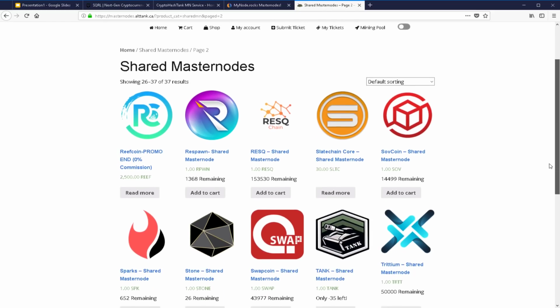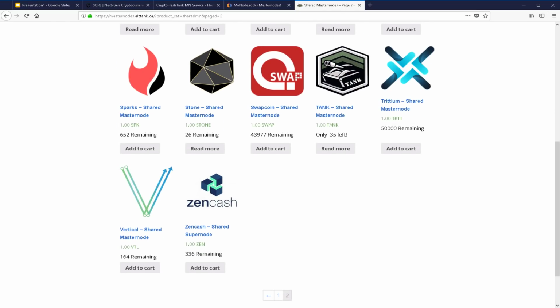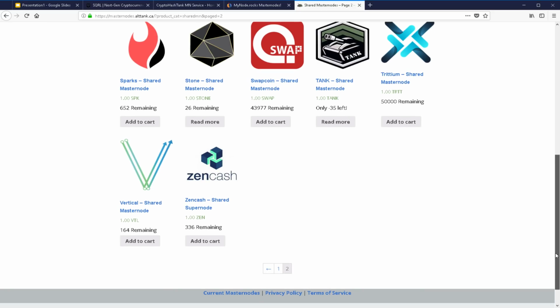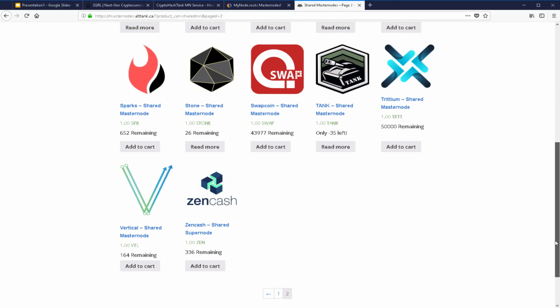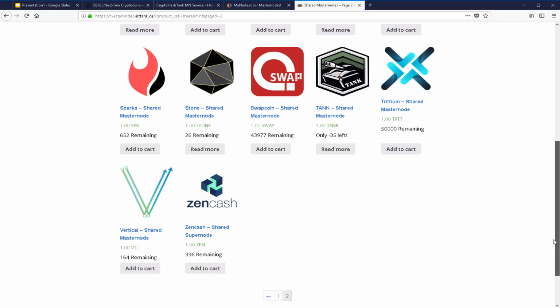If you go to the second page, if you hit the number 2 at the bottom. Yep, I've got it there. I can see vertical coins, Zencash, there's a few others there that I know. And there's the Zencash, and all they're asking for is one Zencash for a buy-in. They're still far away from getting one, but they do offer it. See what it says, like 336 remaining. That means that's what they need to get to a secure node. That's correct. Supernode, sorry, a supernode. Shared supernode, it says.